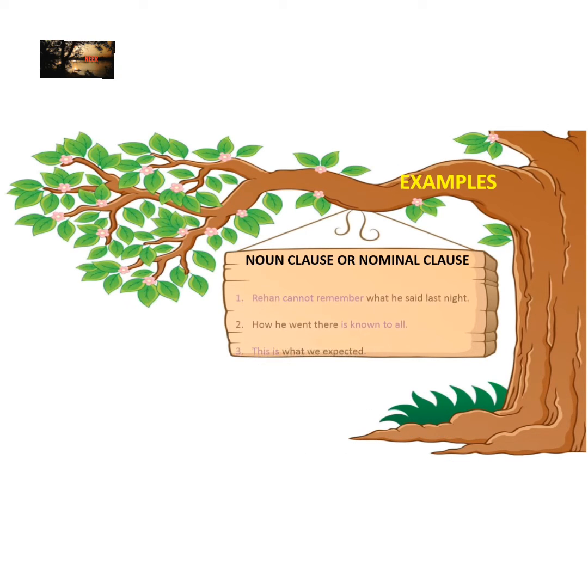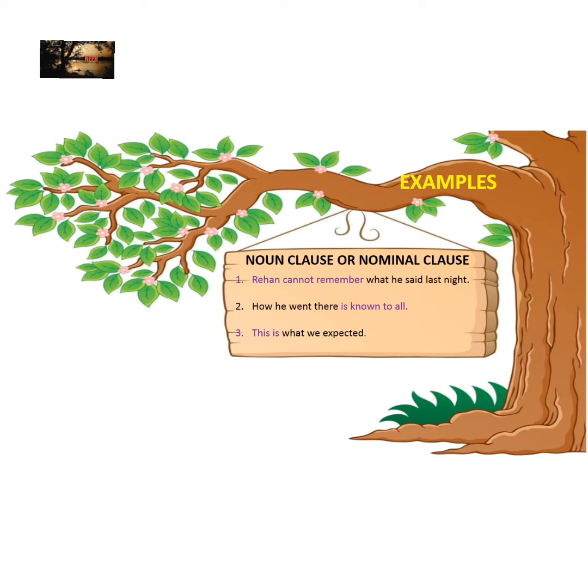Let's check the sentences given here. In the sentences, you can see the black part which can be expressed by a noun. So, a noun clause is used in a sentence in the same way as a noun may be used.